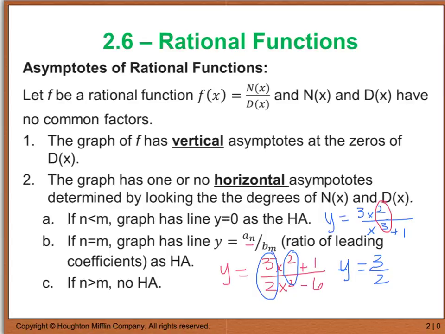3/2. And our third scenario says that if the degree of the numerator is greater than the degree of the denominator, then we have no horizontal asymptotes. So if we had y equals 3x cubed plus 1 divided by x squared minus 7, because x cubed is greater than x squared, we would say that there is no horizontal asymptote with this graph.